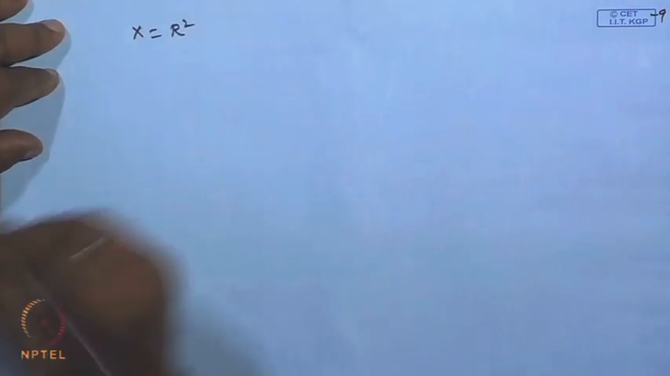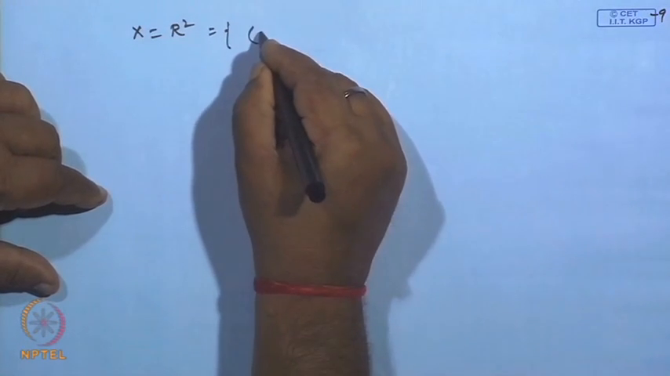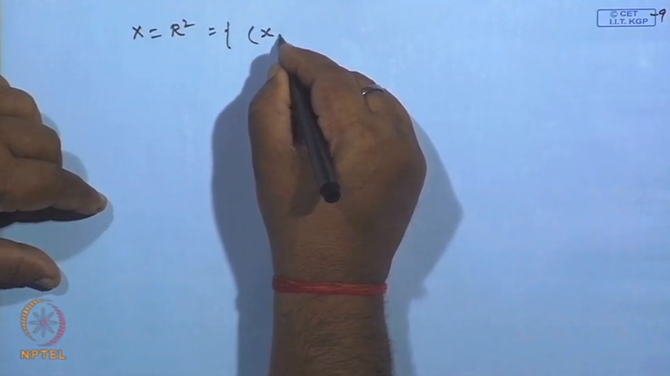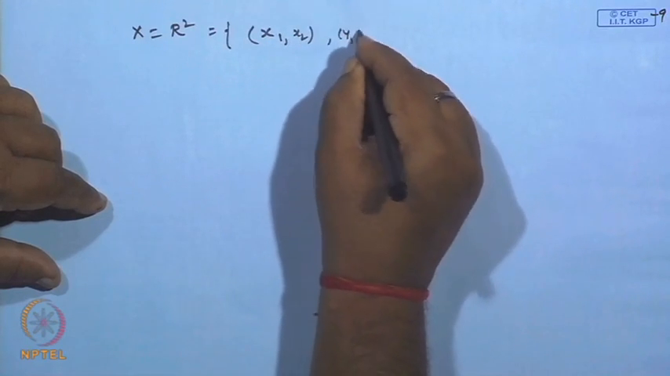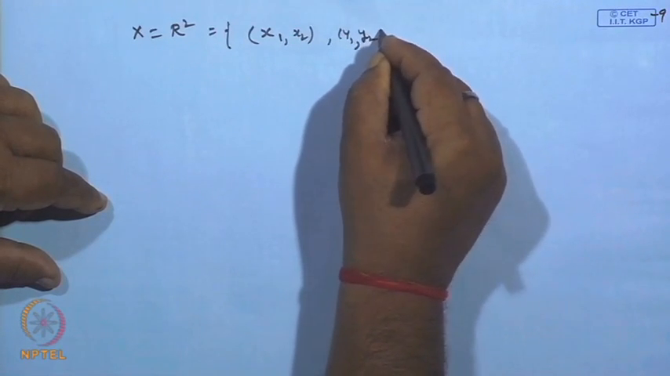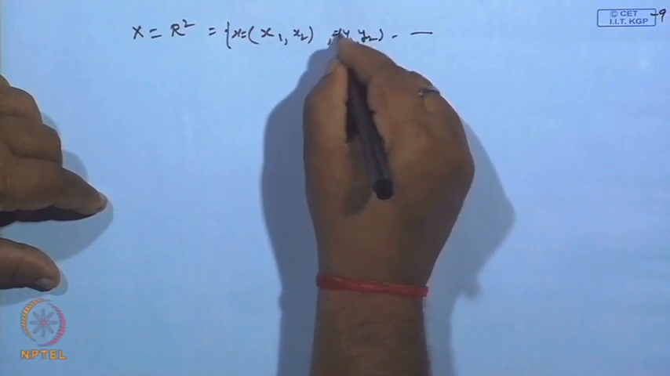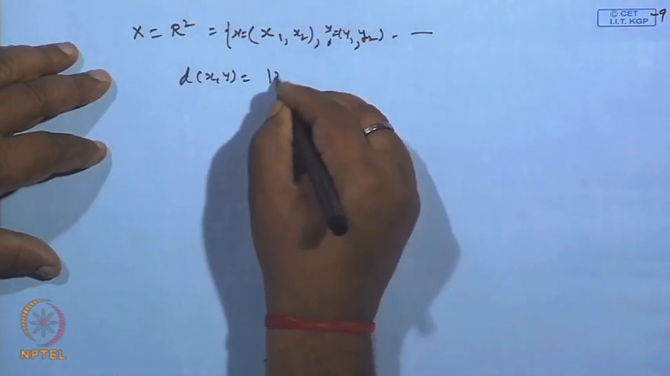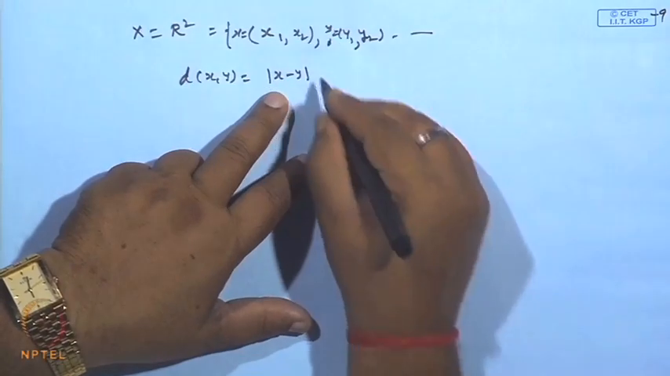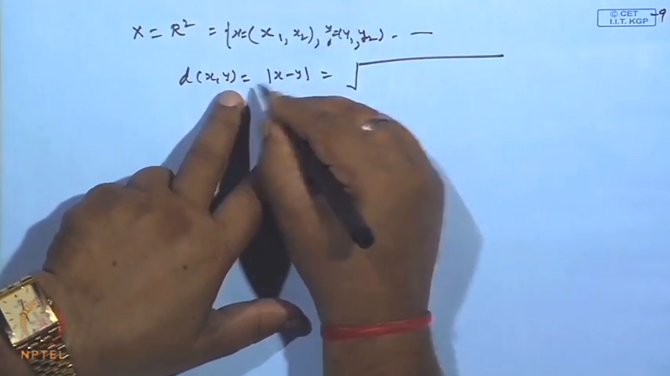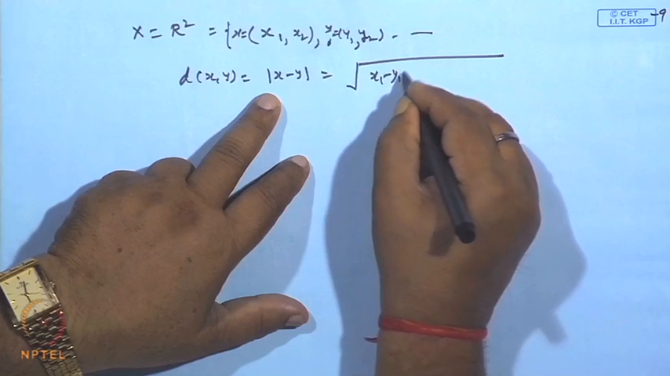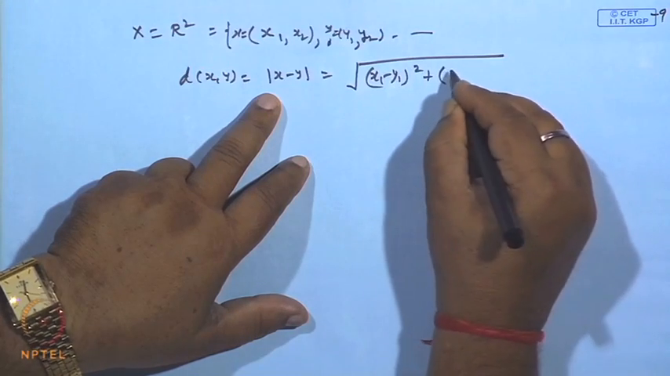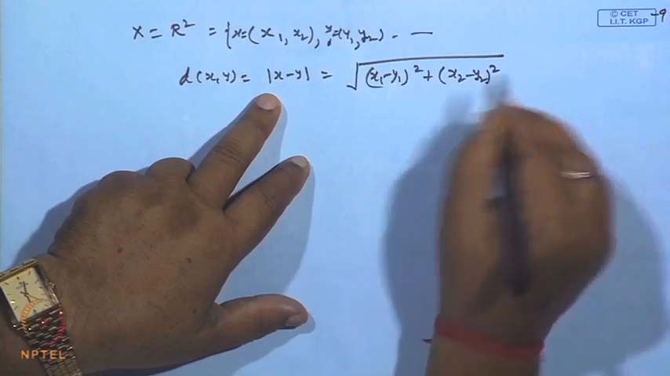Another example is suppose X is R2, the 2-dimensional plane, where the elements are of the form x1, x2, y1, y2 and so on. Suppose this is an element x, this is another element y. Then d of x, y is written as mod x minus y. I am writing just the same using the mod, but the meaning in the 2-dimensional case is the square root of x1 minus y1 whole square plus x2 minus y2 whole square.